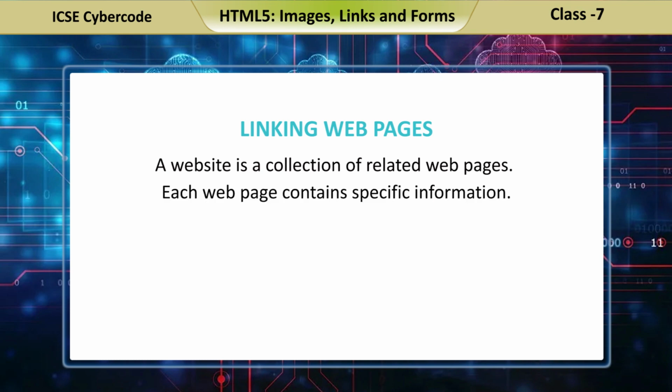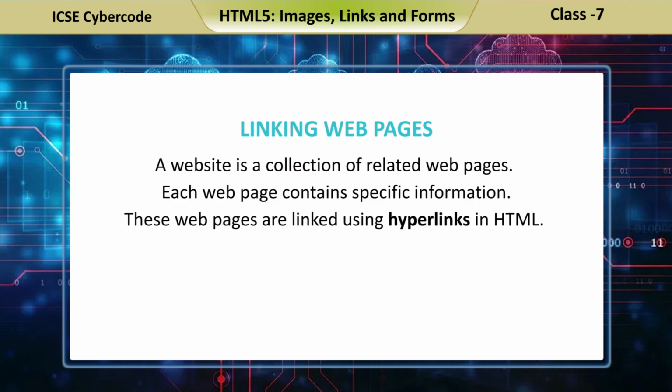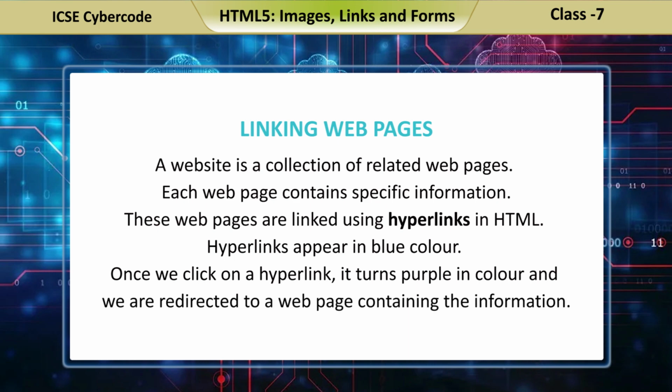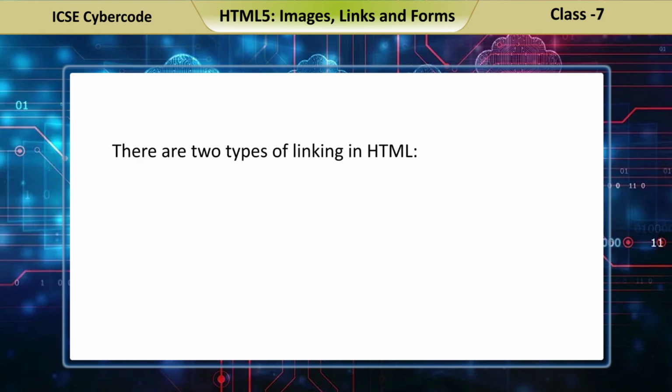Each web page contains specific information. These web pages are linked using hyperlinks in HTML. Hyperlinks appear in blue color. Once we click on a hyperlink, it turns purple in color and we are redirected to a web page containing the information. There are two types of linking in HTML.